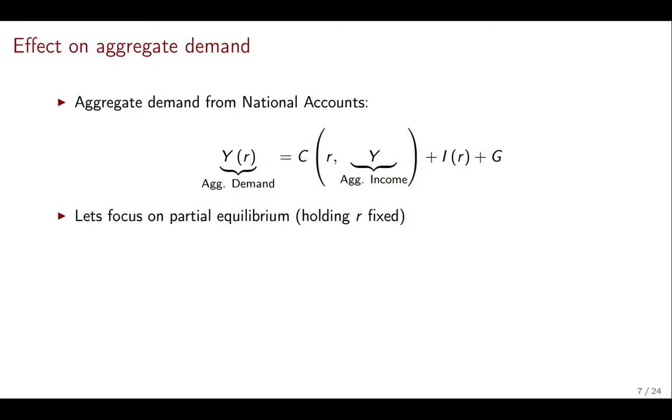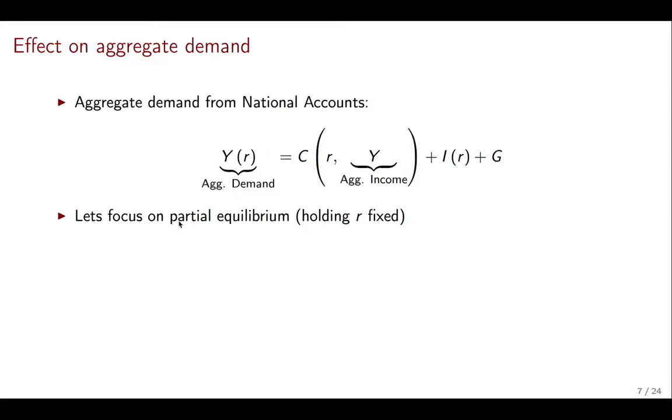We know from national accounts and from our discussion in the first module that aggregate demand is going to be equal to total consumption plus total investment plus total government spending. Remember, this is a closed economy. In module 4, we're going to open the economy. Now, we have a change in government spending. We want to know what the change is going to be on aggregate demand.